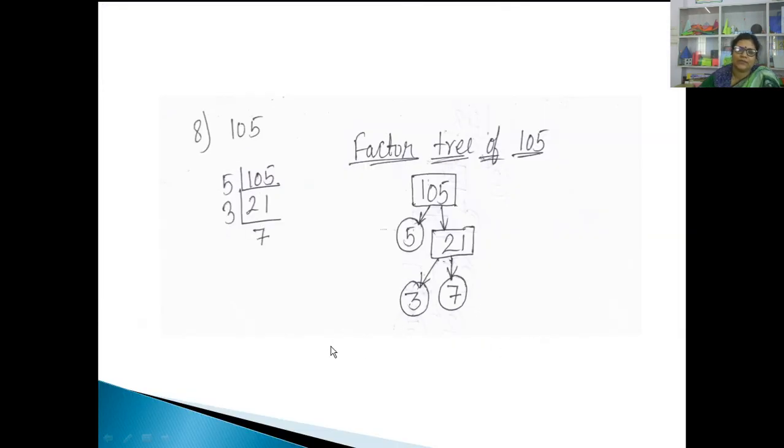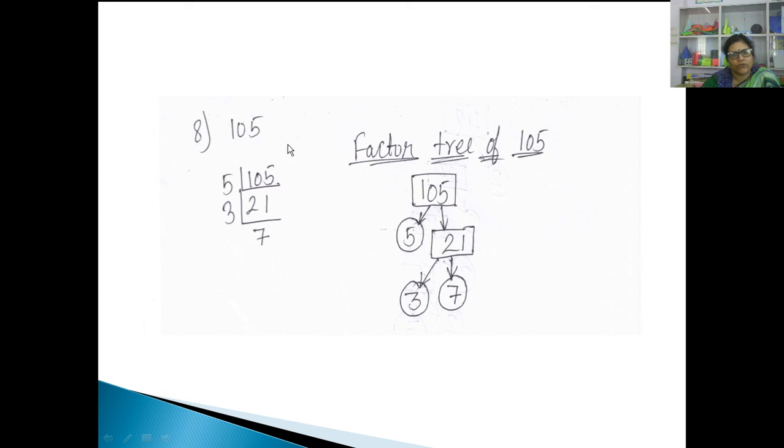Here in this question, someone asked me, ma'am, why have you not written the prime factorization? Because in your question it is asked to draw the factor tree, not to write the prime factorization. That's why I have not written the prime factorization.